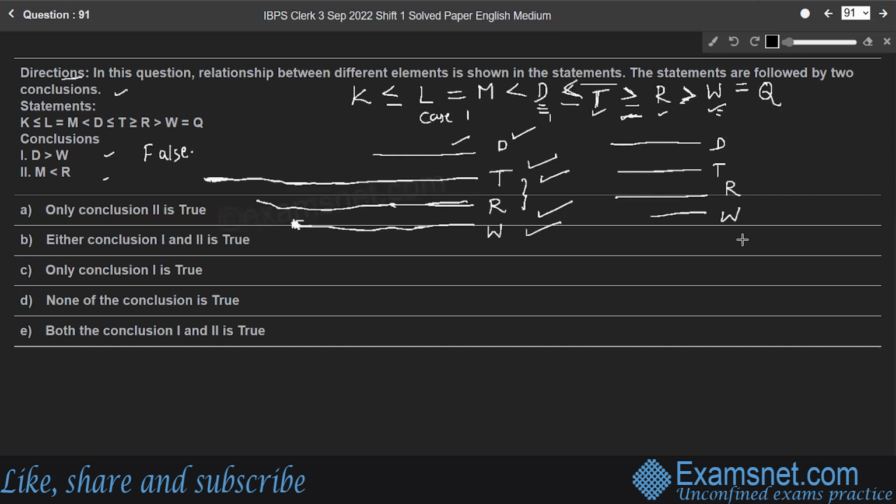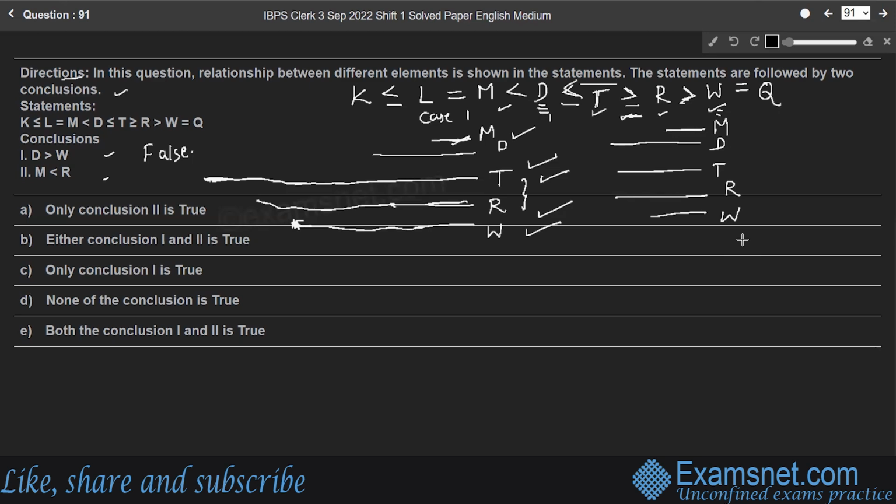Conclusion 2: M is less than R. Can we conclude M less than R? So, where is M here? Before D, let us consider M also. M less than D. Here M is one more line, M less than D, before D. M less than R. Can we conclude M less than R?